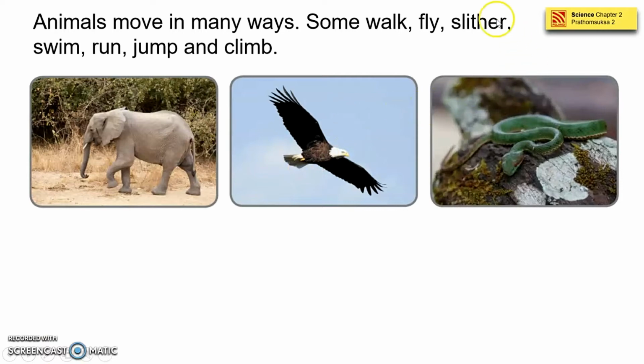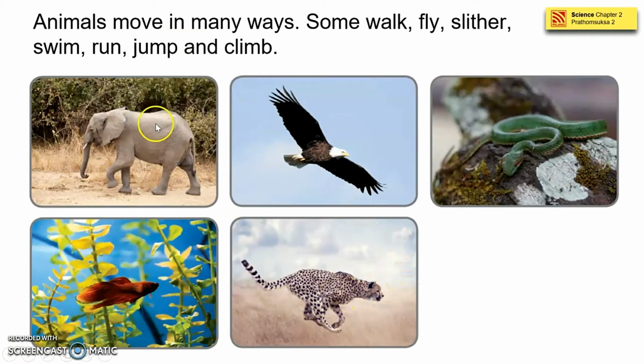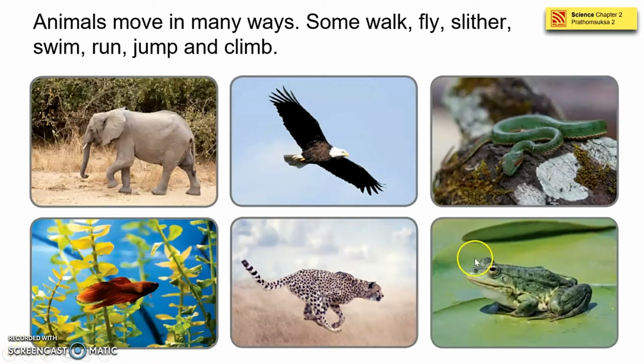A snake. This snake is a slither. It can slither, cannot walk. Slither only. Fish, yes, can swim. Cheetah can run, can jump, can run very fast. And of course, frog. So these animals move in different ways. Again, these animals can move in many ways, like walking, flying, slithering, swimming, running, jumping, climbing. Okay? So they move in different ways because they are living things. Please remember that. Even human beings can do that.